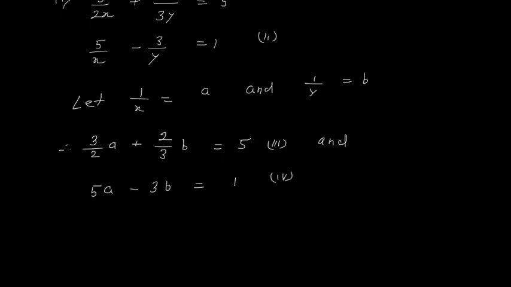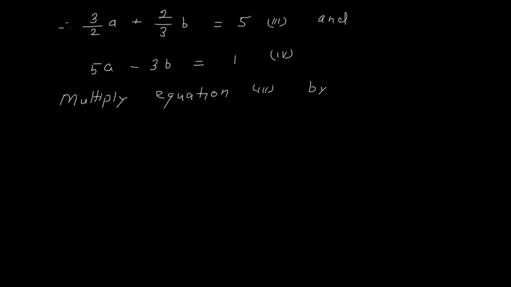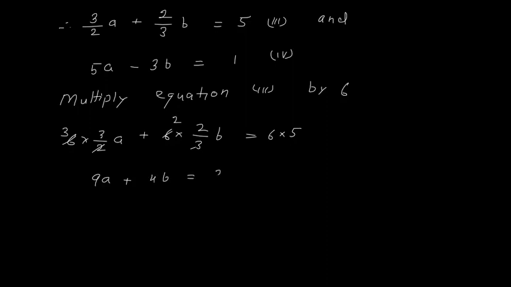Now this third equation, what we do is multiply by 6, so that the fraction part will be removed. So I will multiply equation 3 by 6. So it is 6 into 3 divided by 2a plus 6 into 2 divided by 3b is equal to 6 into 5. So 2 ones are 2, 3 threes are 9. So this is 9a plus 3 twos are 6, so this is 4b is equal to 6 fives are 30. So I will consider this equation 5.